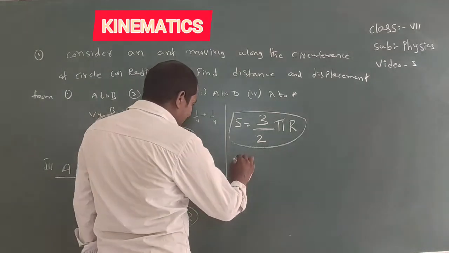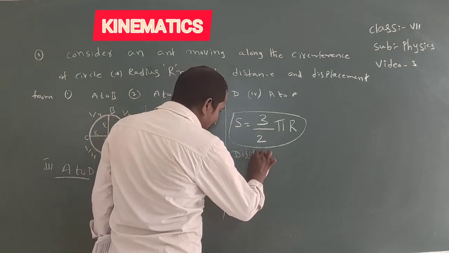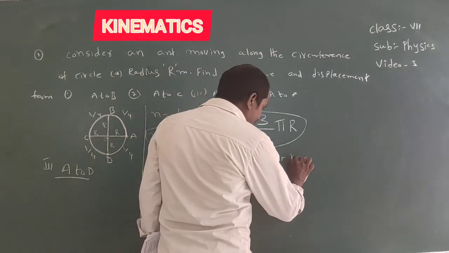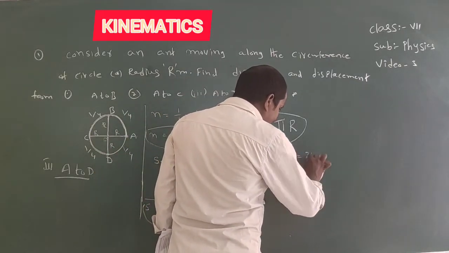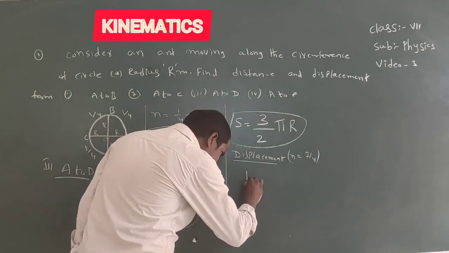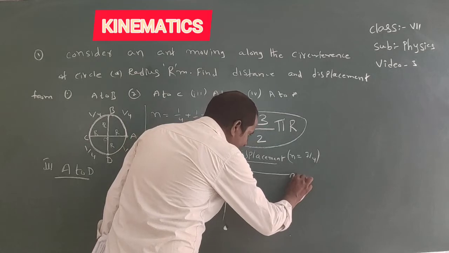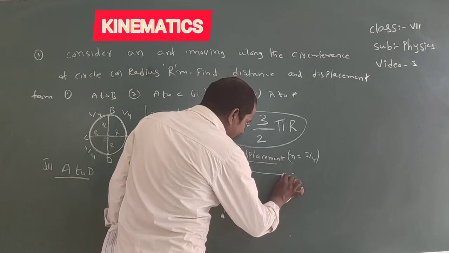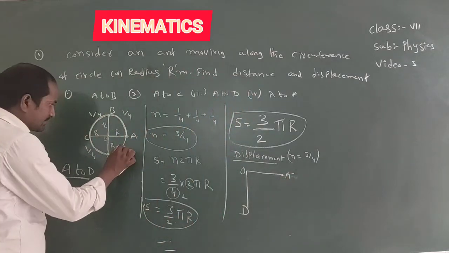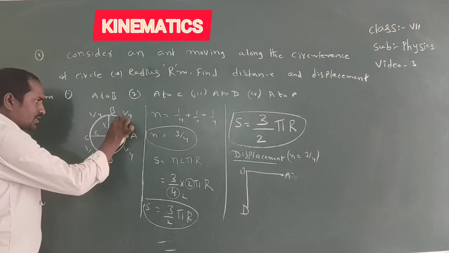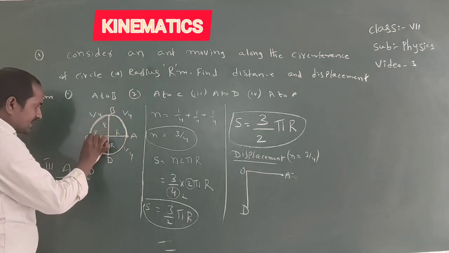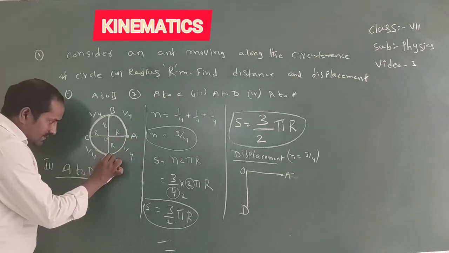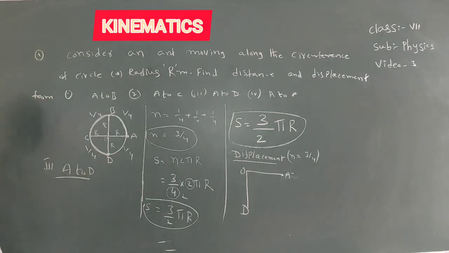So it is a diagram. Displacement amount. If n equals how many times here? 3 by 4 times. So here displacement, it is the diagram. It is A, O and D. What is meant by displacement? The shortest distance between initial and final. The body is moving from A to B, again B to C, again C to D. What is the starting point? A is the starting point. What is the ending point here? D is the ending point.